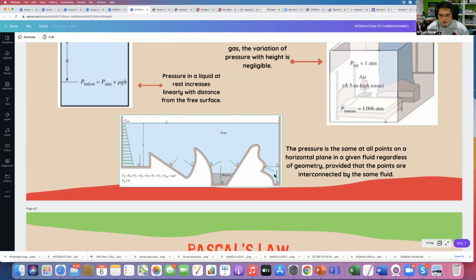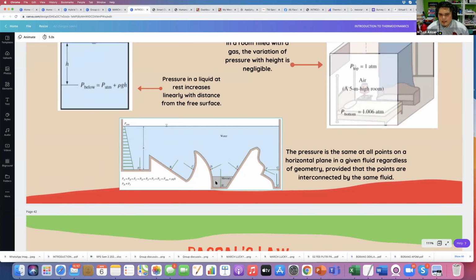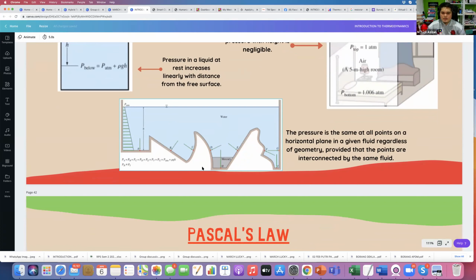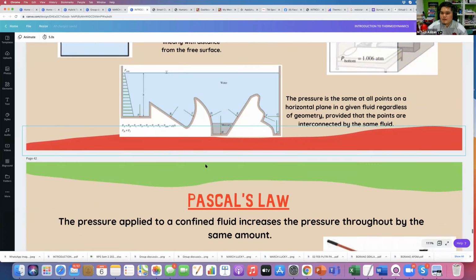However, if you go down to I, the height change is different. But at the same time, when you look at I and H, because H now has a different fluid, which is mercury, you need to calculate separately. So the pressure at this particular point H is not the same as the pressure at I, because it has two different fluids. So that is, I think, one of the important things that you have to bear in mind.